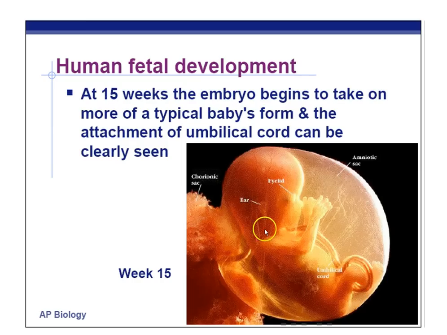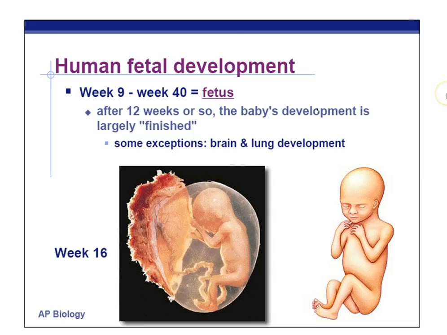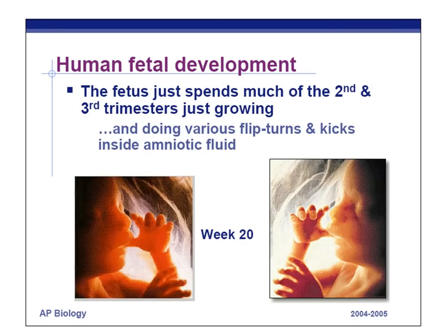At about 15 weeks, it starts looking more like a real baby. Embryo is now called a fetus. A trimester refers to the period of pregnancy that the child is developing. So there's 3 trimesters. Remember, a female is pregnant for 9 months. So the first 3 months is the first trimester, second 3 months is the second trimester, and the third 3 months is the third trimester.